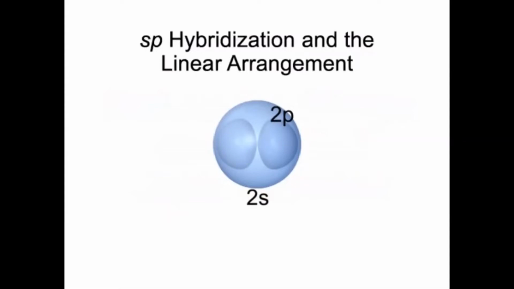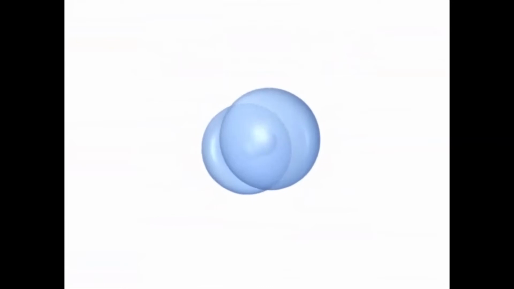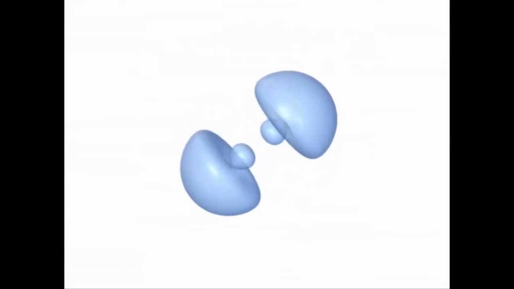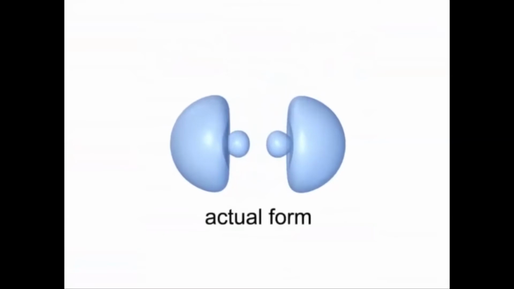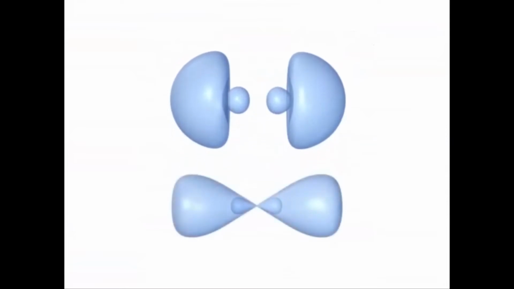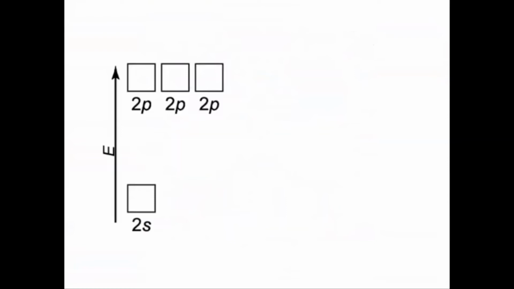A key point to note is that the number of atomic orbitals that mix always equals the number of hybrid orbitals that form. Here, 2 different atomic orbitals, one 2s and one 2p, mix mathematically to become 2 identical sp hybrid orbitals, each with one larger and one smaller lobe. The 2 orbitals face in opposite directions in the atom. For clarity, we'll show hybrid orbitals in this simplified form.